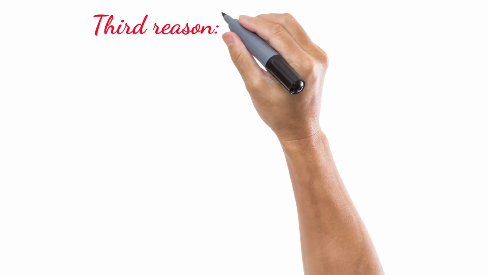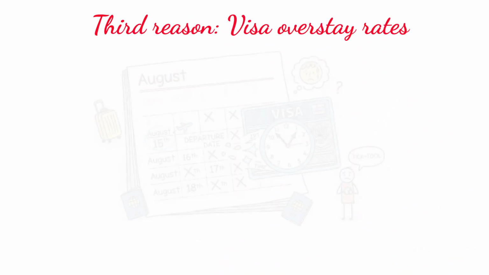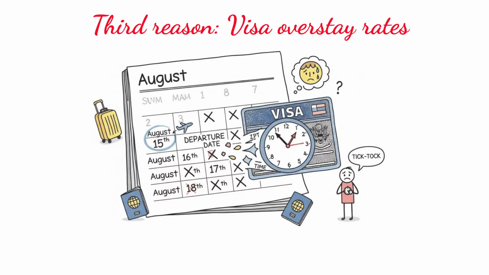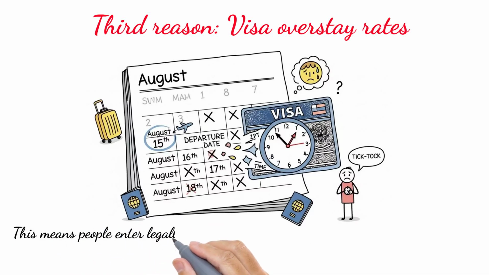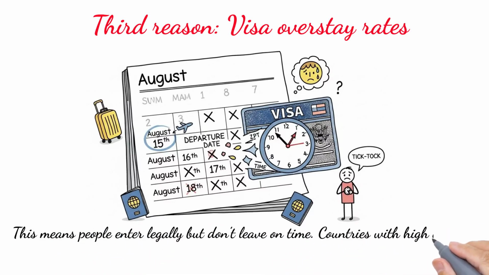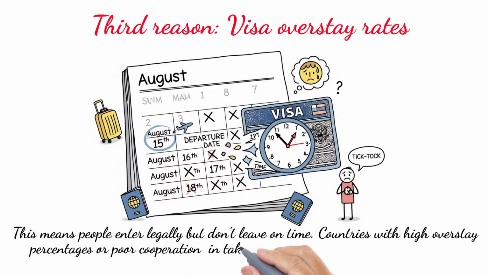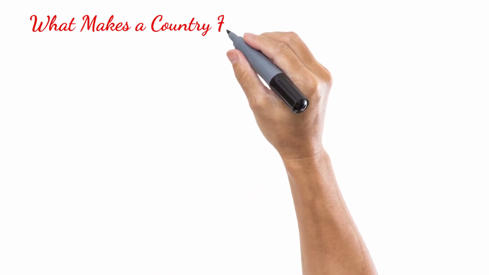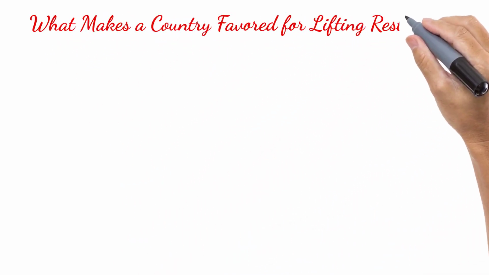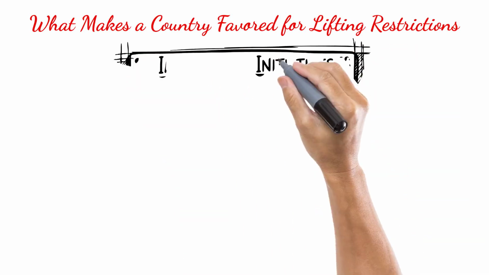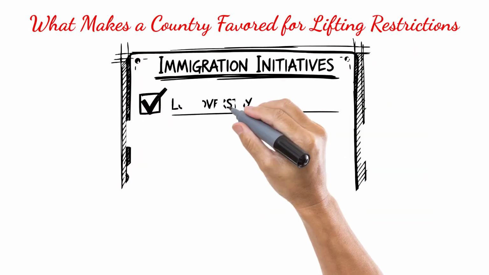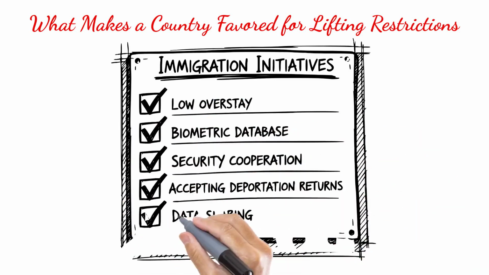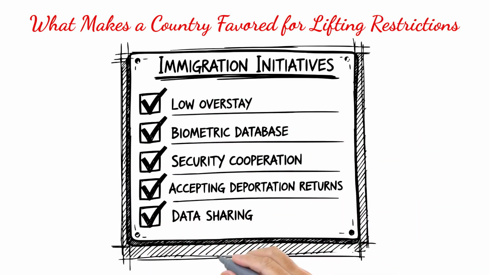Third reason, visa overstay rates. This means people enter legally but don't leave on time. Countries with high overstay percentages or poor cooperation in taking citizens back face tighter visa rules. Restrictions are lifted when countries improve key areas: secure passports, biometric tracking, shared databases, strong counter-terror cooperation, and willingness to accept citizens sent back home.